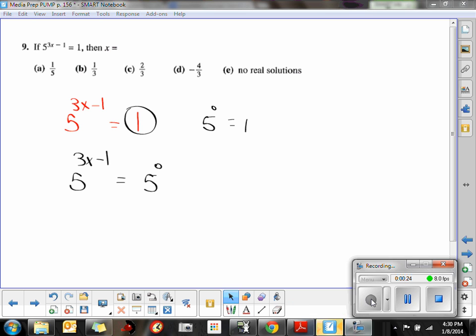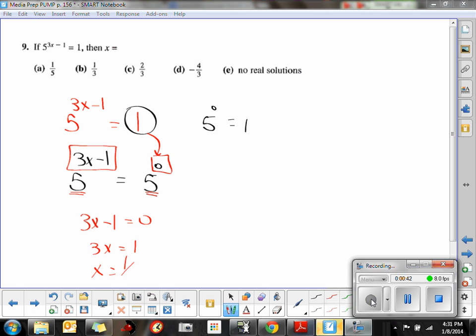So if I get the representation of 1 as equivalent to 5 to the 0, and the bases are the same, then the only way the expressions will be the same is if the exponents are equivalent. So that means 3x minus 1 really has to be equivalent to 0. So 3x minus 1 equals 0, which means 3x equals 1, which means x is 1/3, and we would be done.